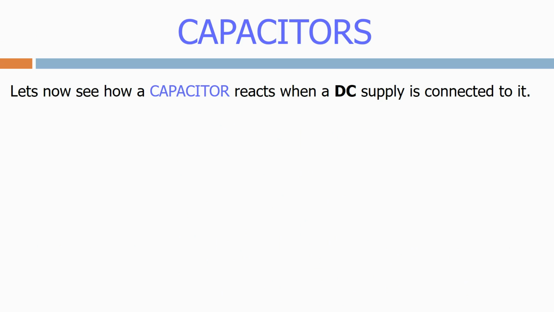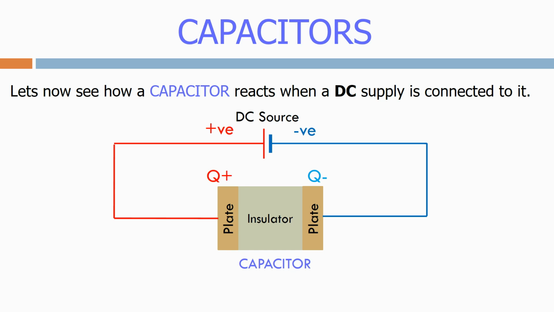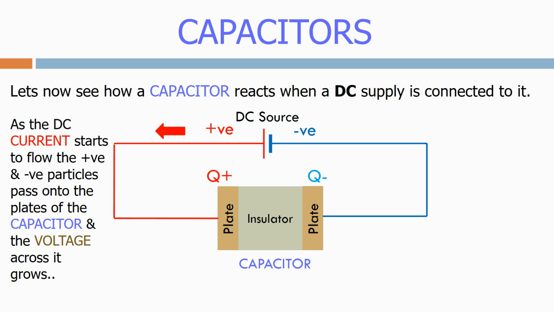Let's now see how a capacitor reacts when a DC supply is connected to it. Here we have a DC source with a positive and negative terminal, and a capacitor with two plates with an insulator in the middle. The Q plus and Q minus represent the charge on the capacitor. As the DC current starts to flow, the positive and negative particles pass on to the plates of the capacitor, and the voltage across it grows.